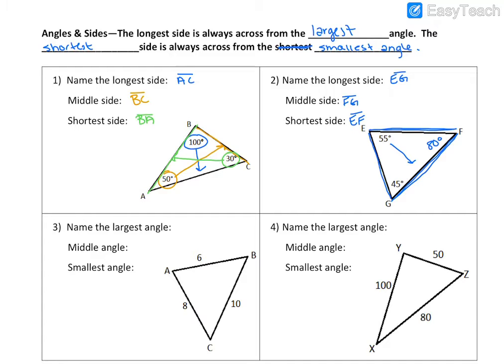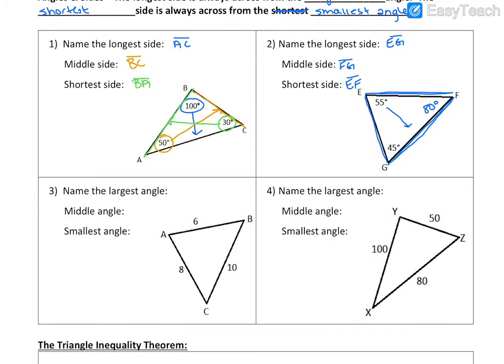Next, in number 3 and 4, we are given the side lengths, and we have to name the largest angle, middle angle, and smallest angle. So again, 6, 8, and 10. 10 is going to be the largest side here, so that's across from angle A. 6 is the smallest one, so that's across from angle C. So I can label that one. And the 8 is the middle number there, across from angle B.